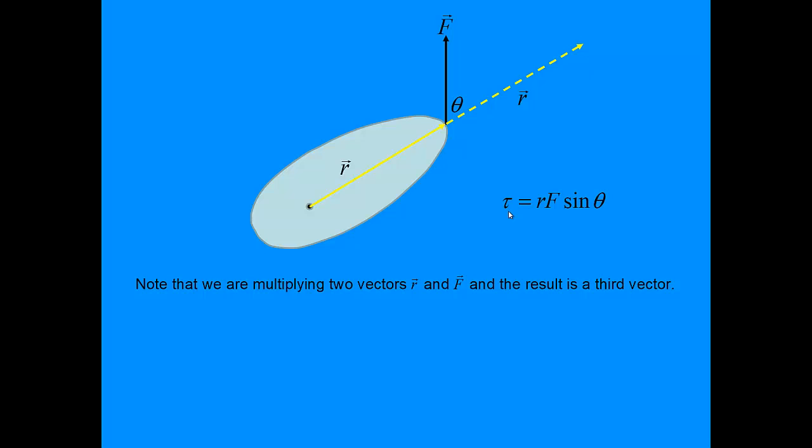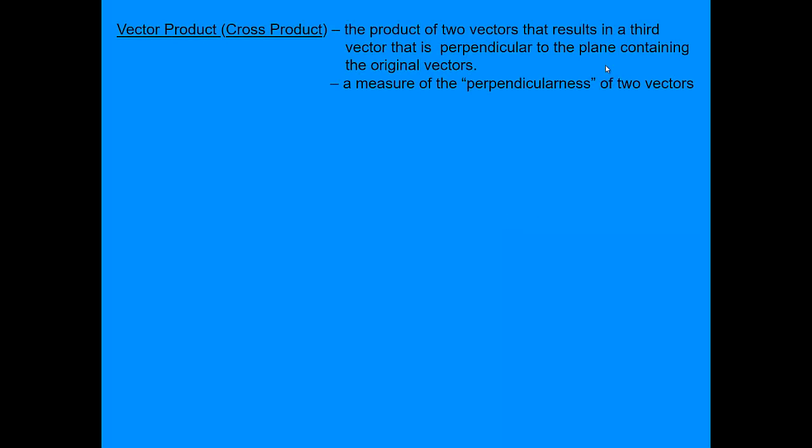Well, here we're doing torque, and we're multiplying two vectors r and F together and getting a third vector out, which is the torque. This is called a vector product, or a cross product, because of the symbol we're going to use. Okay? The math definition's great right there. The product of two vectors that result in a third vector that is perpendicular to the plane containing the original vectors. Woo-hoo. If you think about it, the torque vector is perpendicular to the plane containing r and F, right?